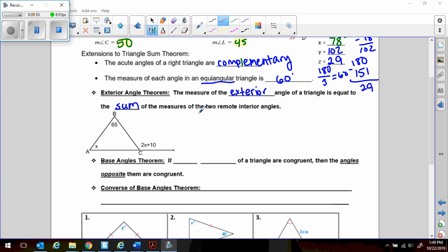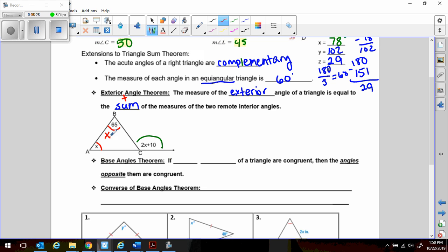This says that the measure of the exterior angle, exterior means the outside angle, is equal to the sum, and the sum means when we add, the measures of the two remote interior angles. This word remote might be a little new for you. It means the two interior angles that don't touch the exterior angle. So we can't use C. We have to use the ones that don't touch the exterior angle, and we are going to add them up.